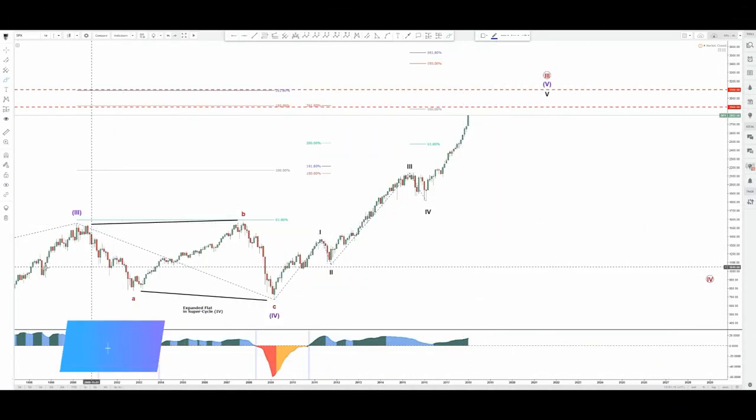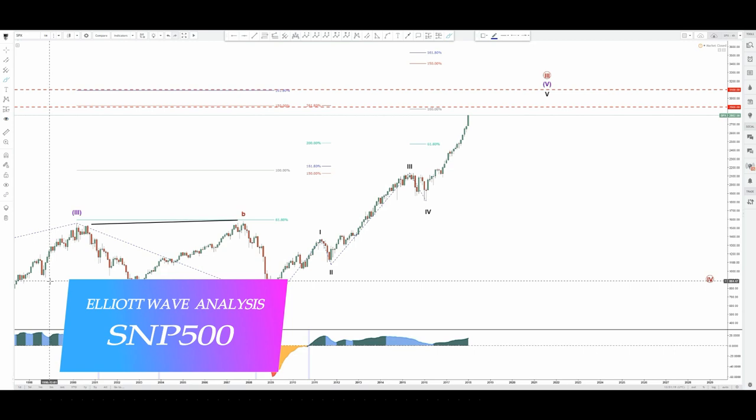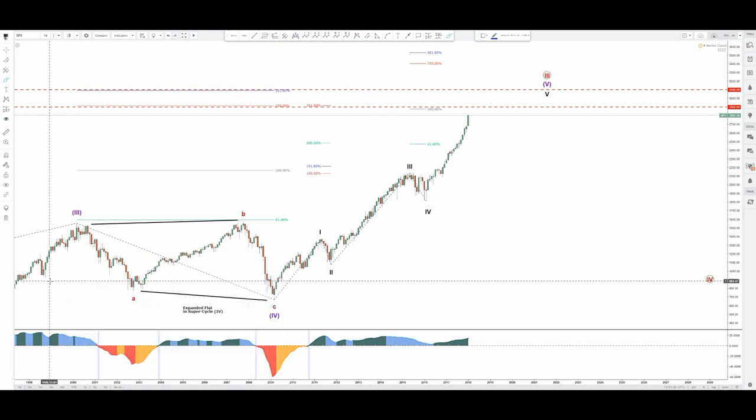S&P 500 is much easier to label. As you can see, I've decided to keep the labeling towards the extension, basically counting the rise, the bull market, which actually started in the 1930s, to label it basically as an impulse with an extension within this super cycle 3.